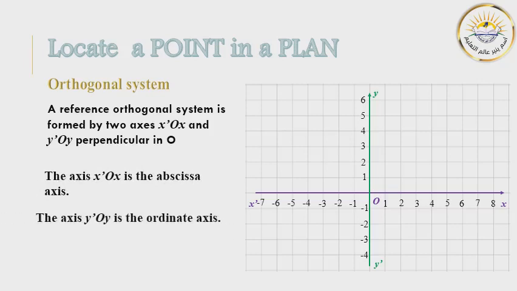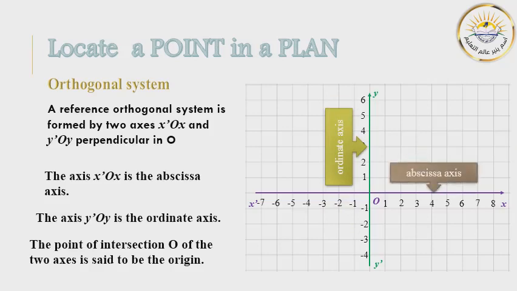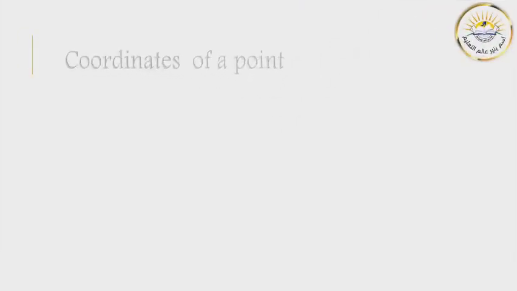The axis x prime OX is the abscissa axis and the axis y prime OY is the ordinate axis. The point of intersection O of the two axes is said to be the origin. So here, this is the ordinate axis in green, and this is the abscissa axis in purple, and this is the origin, which is the midpoint of both axes.